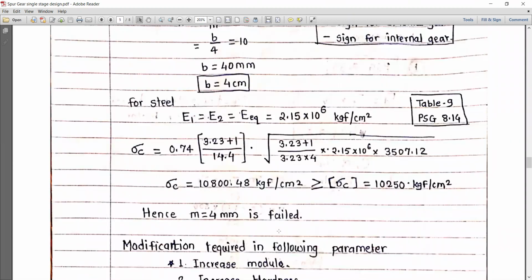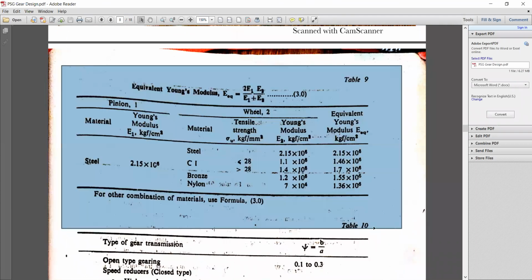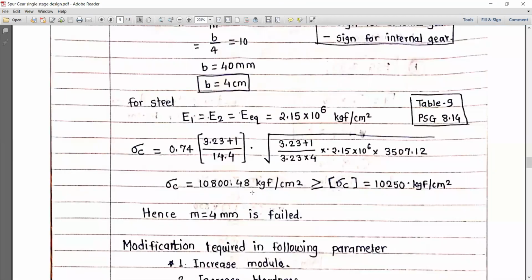Now value of E is nothing but Young's modulus, which we can find out from PSG page number 8.14, table number 9. Let's have a glance. This is the table. Okay. Here, based on the material, you can find out the value. Abhi yahan pe basically pinion steel ka hai, to E ki value hai 2.15. Okay. And the wheel, that is nothing but a gear, is also made up of steel. So, dono ka common value hai 2.15 into 10 raised to 6 kgf per cm square. Okay, we are selecting the equivalent one, that is 2.15 into 10 raised to 6 kgf per cm square.